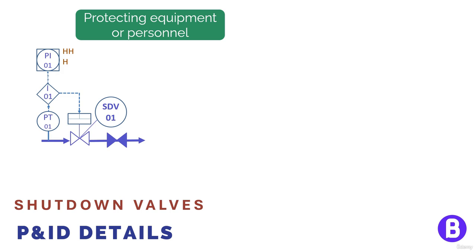We have seen in a previous video the example of the shutdown valve protecting the 150-pound rating system from overpressure. In this case, the valve closed. Sometimes a valve may need to be open in order to protect the equipment.